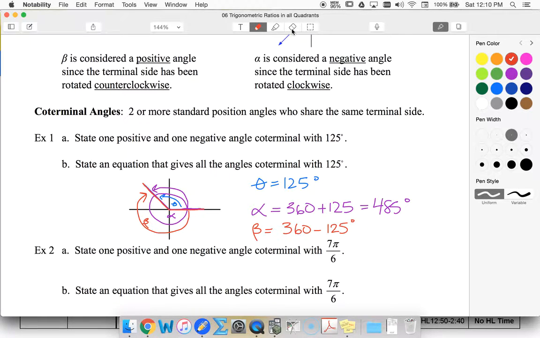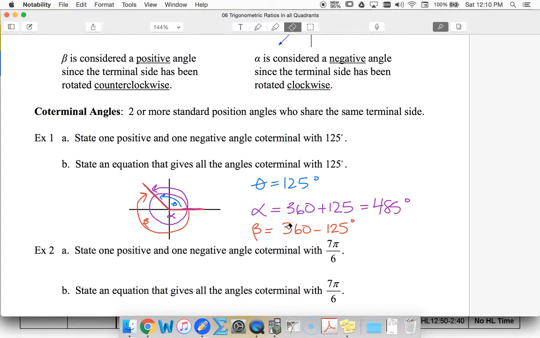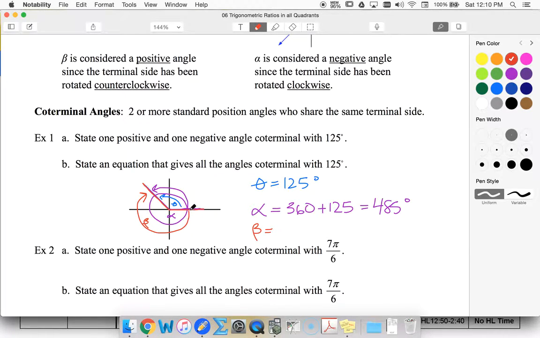But actually, sorry, we want beta to be negative. So for beta to be negative, I would do negative 360 plus 125, going in the negative direction. So negative 360 plus 125 would bring me back to here. And what is that going to give me? Negative 235 degrees. So more than 180, that seems to make sense. So these are all coterminal angles because they all start and end in the same position.